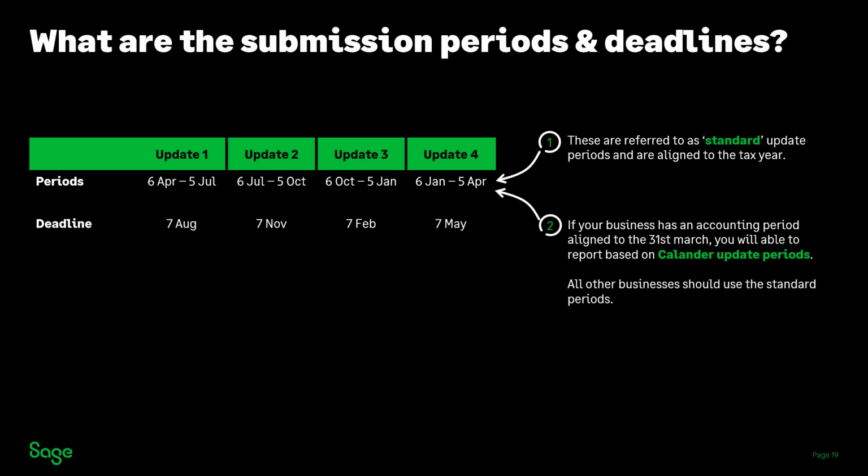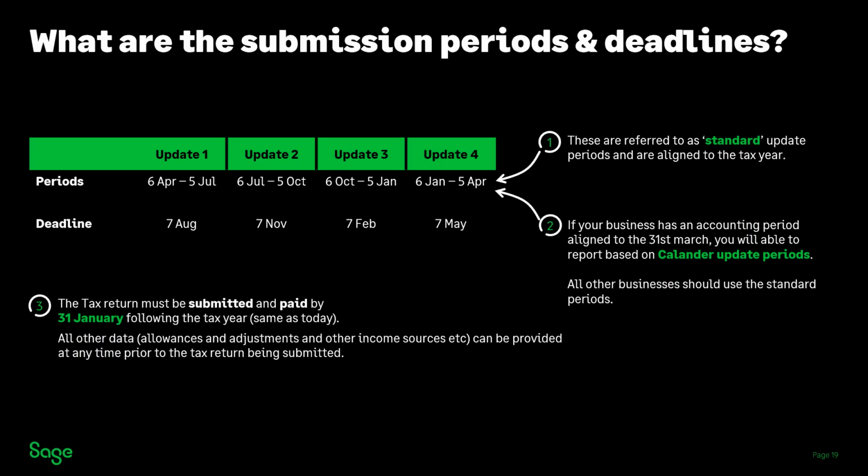The submission deadline is the 7th of the following month, so 1 month and 2 days after the standard update period. And the calendar quarters will also follow the same rules, so 1 month and 2 days after the end of the period.